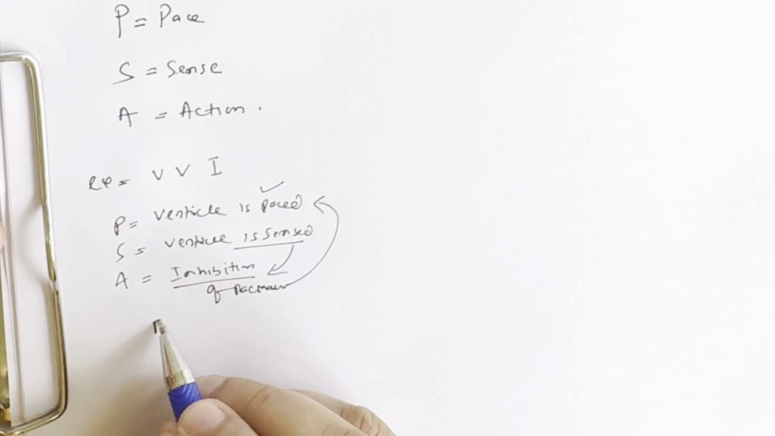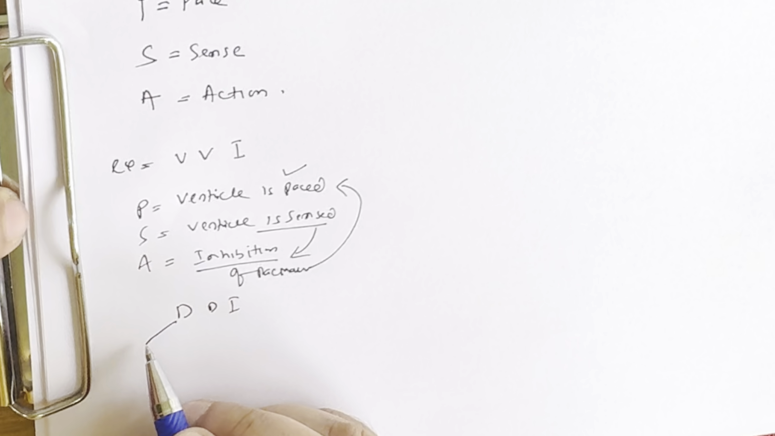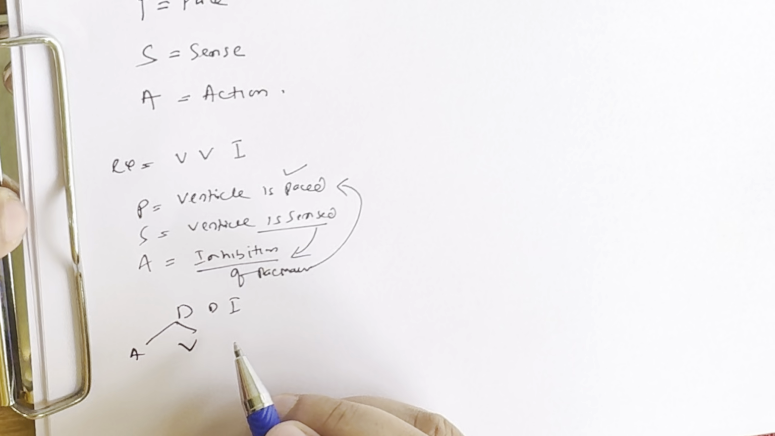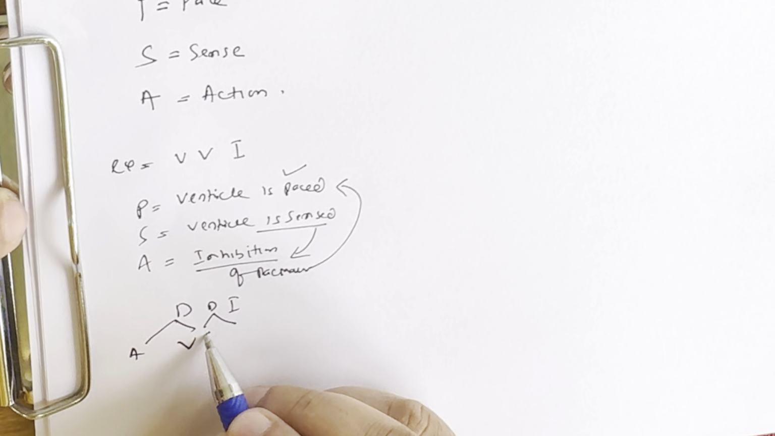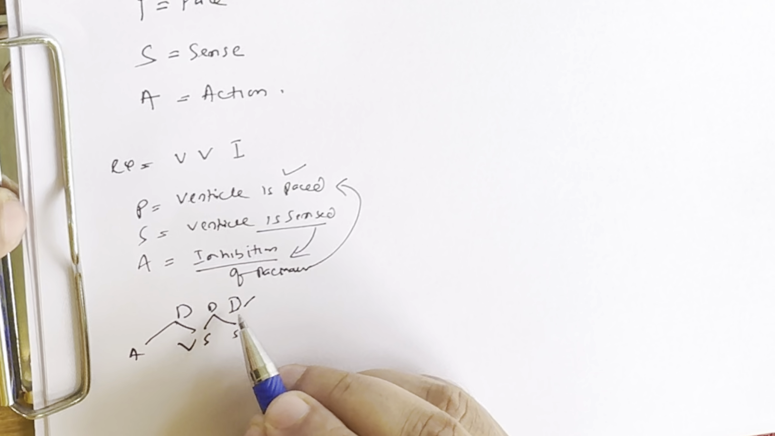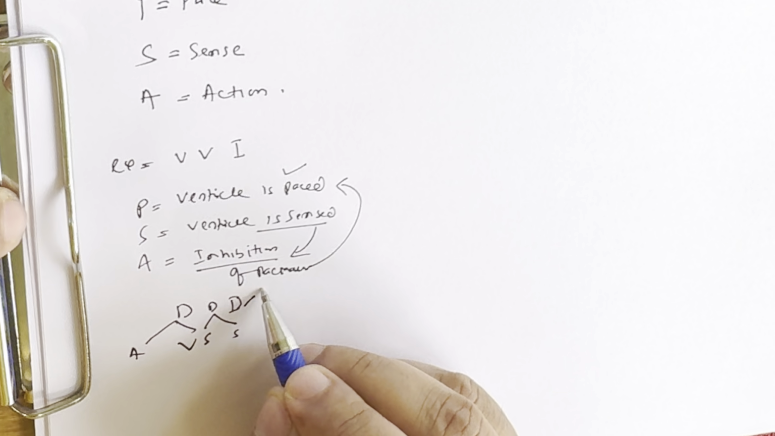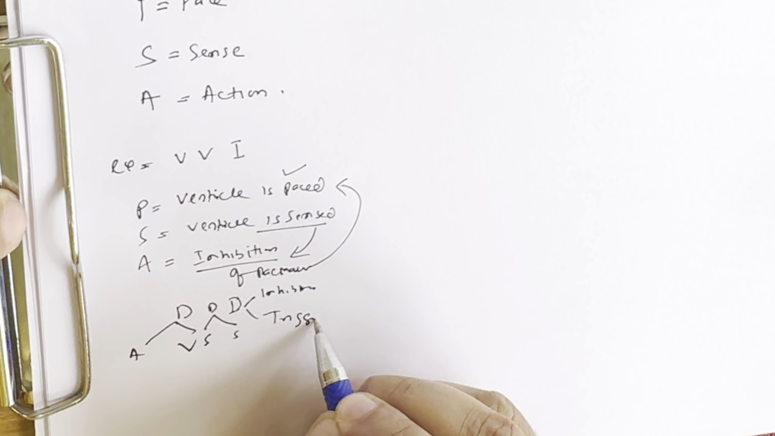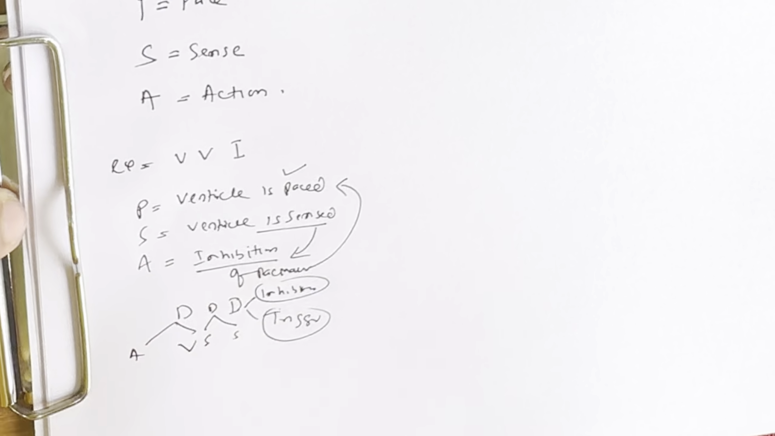For example, DDI. Both atrium and ventricle are paced, both are sensed, and the action can be both inhibition and trigger. Trigger is less used nowadays, it's mostly historical, and inhibition is the primary function of the pacemakers, right? So this is how the nomenclature works.